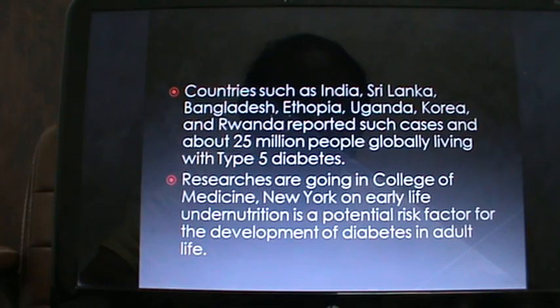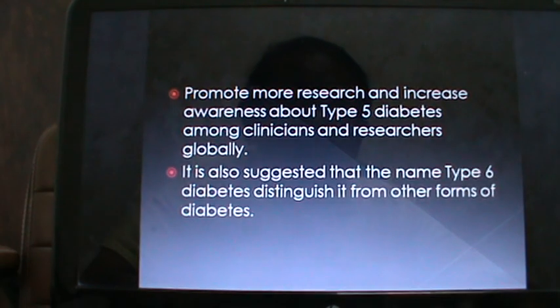Countries such as India, Sri Lanka, Bangladesh, Ethiopia, Uganda, Korea, and Rwanda reported such cases, and about 25 million people globally are living with type 5 diabetes. Researchers at the College of Medicine, New York, are looking at early life undernutrition as a potential risk factor for the development of diabetes in adult life. The aim is to promote more research and increase awareness about type 5 diabetes among clinicians and researchers globally. It is also suggested that the name type 5 diabetes distinguishes it from other forms of diabetes.